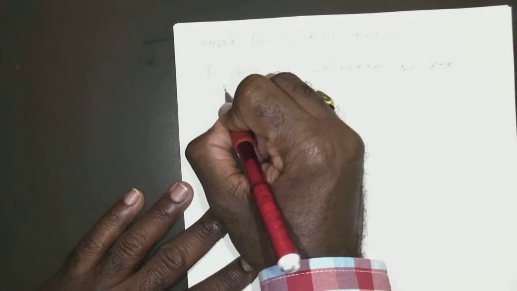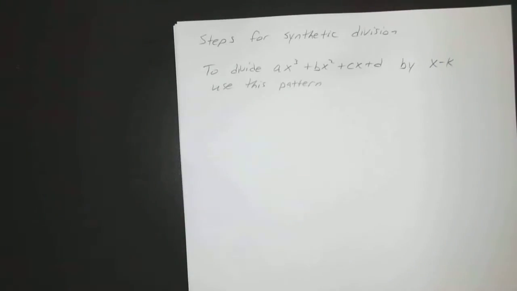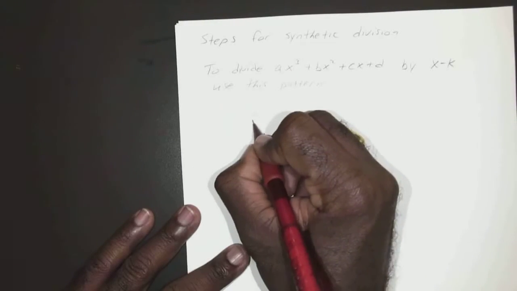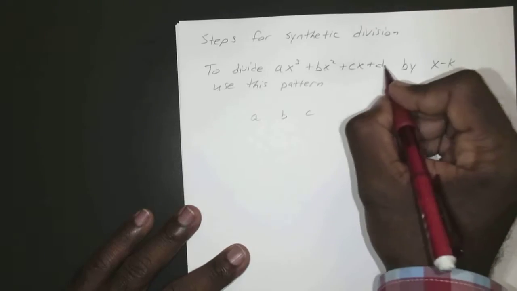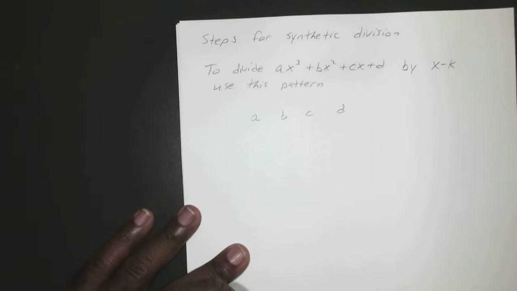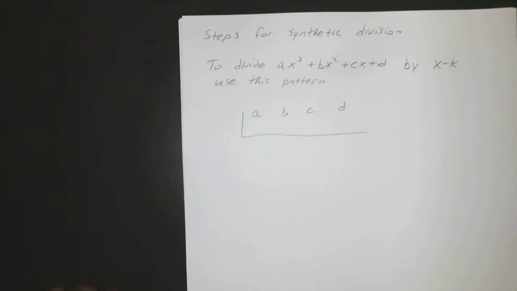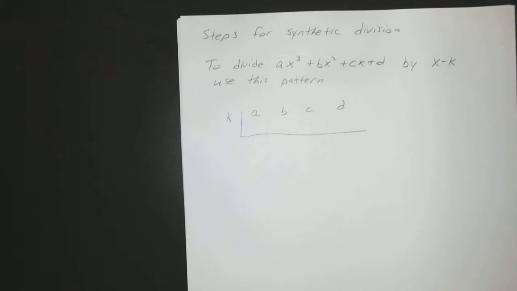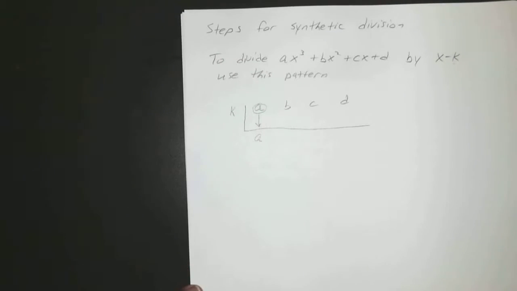Okay, so we're going to use this pattern. You're just going to write the coefficients. So let's say the coefficient of x to the third is a, coefficient of x squared is b, coefficient of x is c, the coefficient of the last one is just d. Okay, draw kind of an upside down division bracket. And your x minus k, you're going to put your k right there. Okay. So your first step is you're just going to bring down that first coefficient. So you're going to bring down that a.